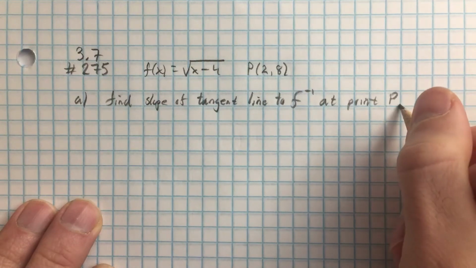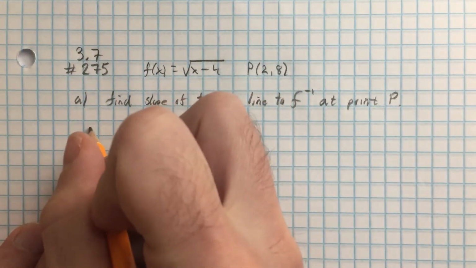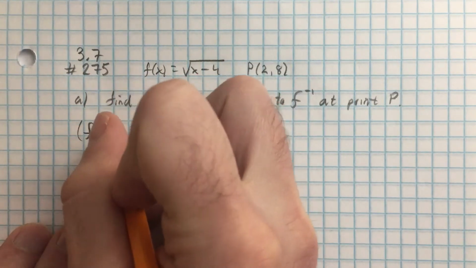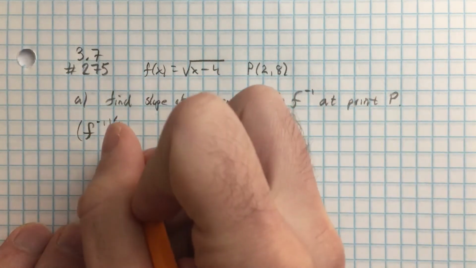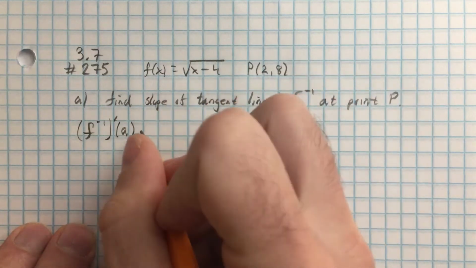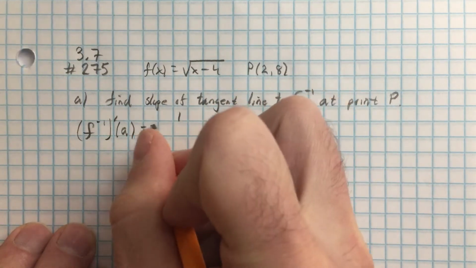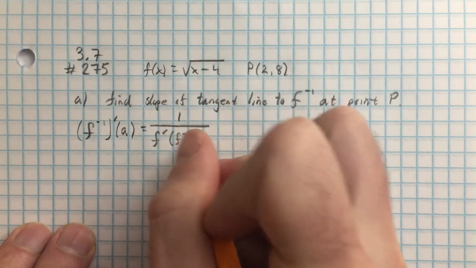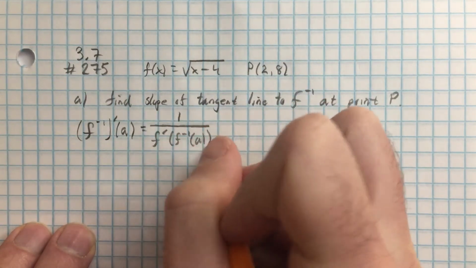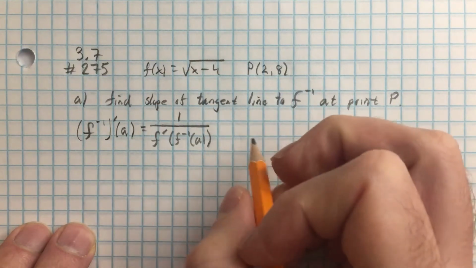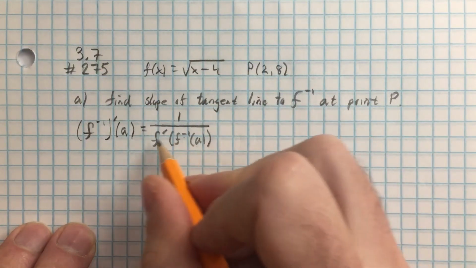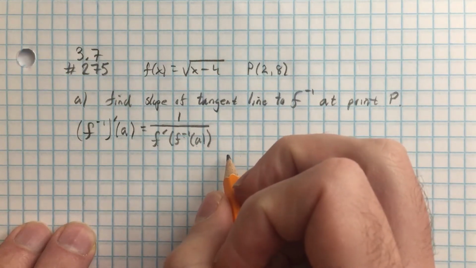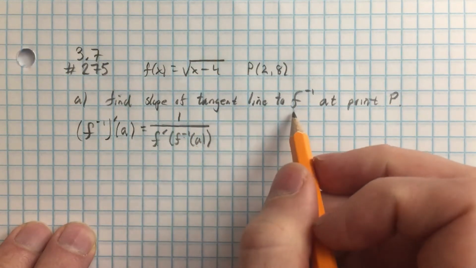All right. So the formula, as we've mentioned before, is f inverse prime that we're trying to get a grasp of at that location is the reciprocal of f prime with the inverse value plugged in. So we're going to need two things. We need f inverse of a, and we need f prime. We need to combine them together and then take the reciprocal. That will give us the slope of the tangent line to f inverse.